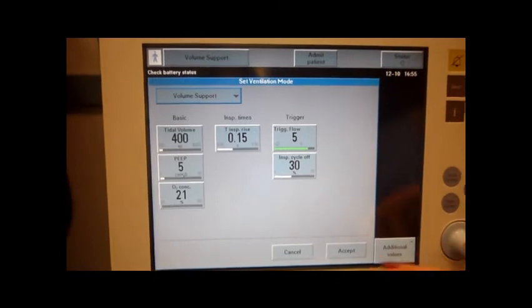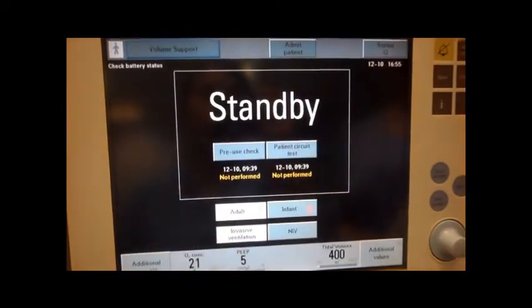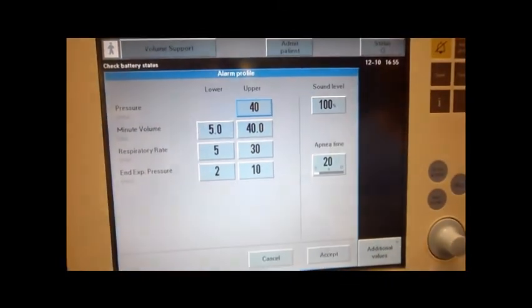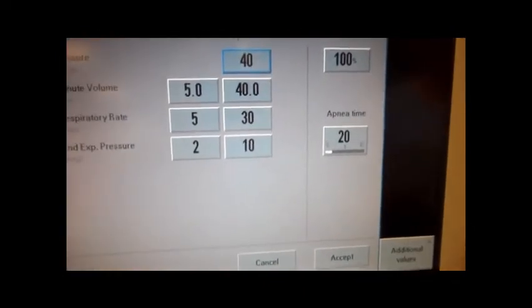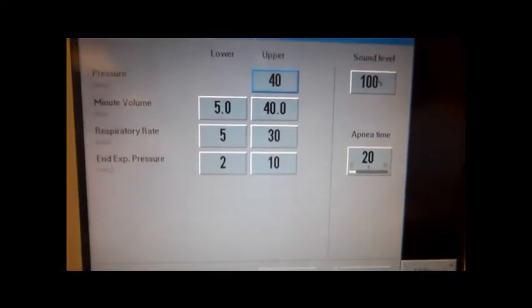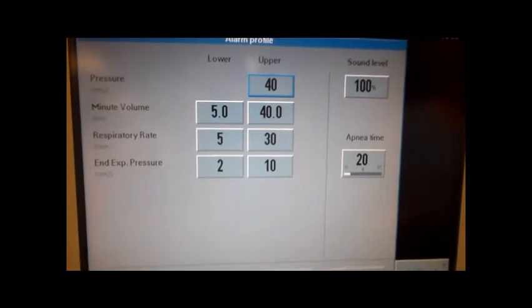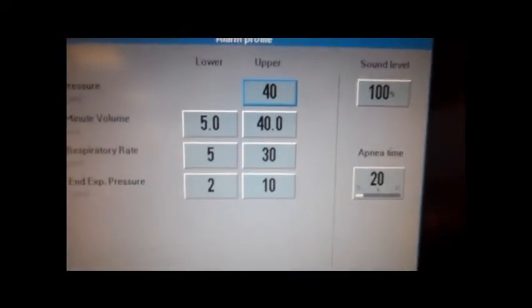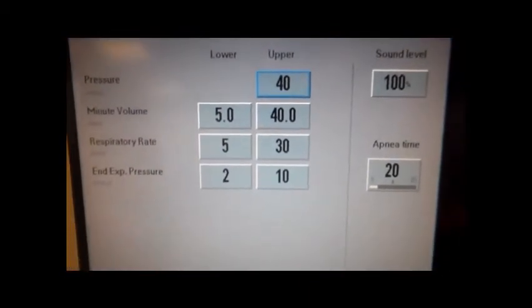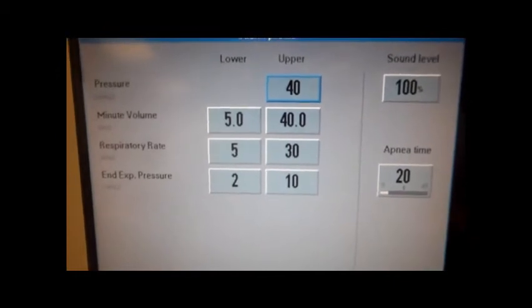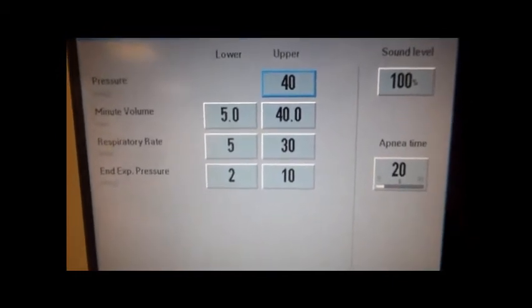After you put in your settings, you'll click Accept, and then you'll go to your alarm profile and set your alarms. Your high pressure alarm should be 10 to 15 centimeters of water pressure above the pressure delivered, no more than 40 centimeters of water pressure. It will alarm if the pressure reaches 5 centimeters of water pressure below the set pressure.